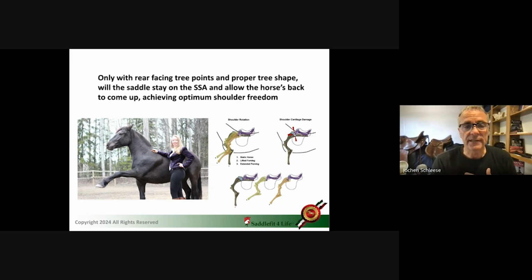Another interesting fact is what happens if I put the saddle too far forward. We're now running the risk that the saddle is sitting in what we call bridging. The middle doesn't touch and it sits mainly on the shoulder cartilage, and then it sits heavy duty into the back.